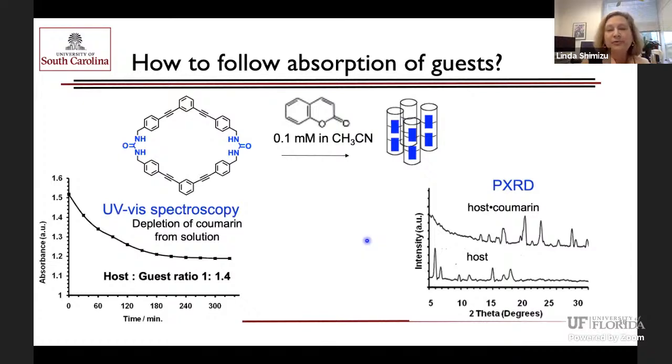How do we follow the absorption of guests? There's a couple ways we can do this. If you have a guest that has a nice chromophore, you can make a solution of it. Then when you put your activated host into the solution, the guest leaves solution and goes into the crystal. We can see this from UV spectroscopy: we can see the depletion of the coumarin from solution. We can use a Beer-Lambert plot and back calculate how much guest went into the crystal. Sometimes these host-guest complexes diffract, and I'll show you some examples of that. Other times they don't, and we get other information by PXRD or X-ray diffraction to look at the new complexes.